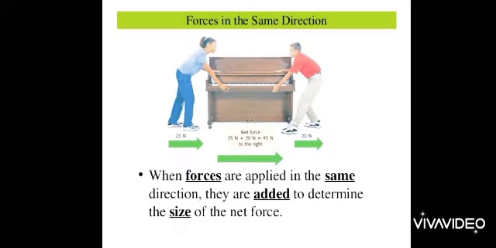Here you can see that two persons are applying force in the same direction. So, when forces are applied in the same direction, they are added to determine the size of the net force. Net force means the total force. Here, 25 Newton plus 20 Newton equals 45 Newtons is the total force.